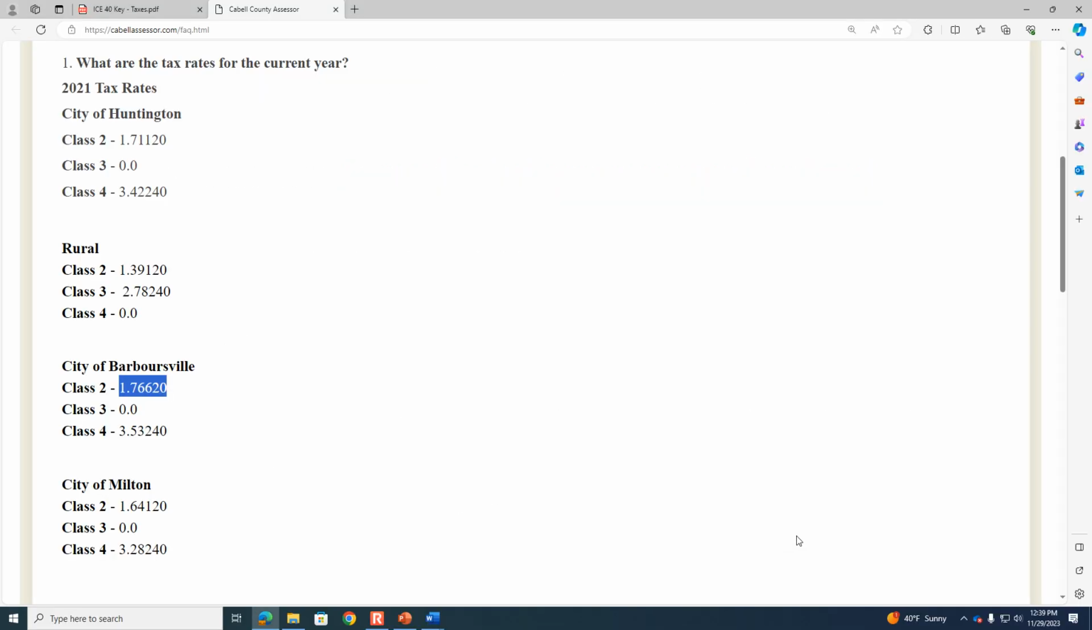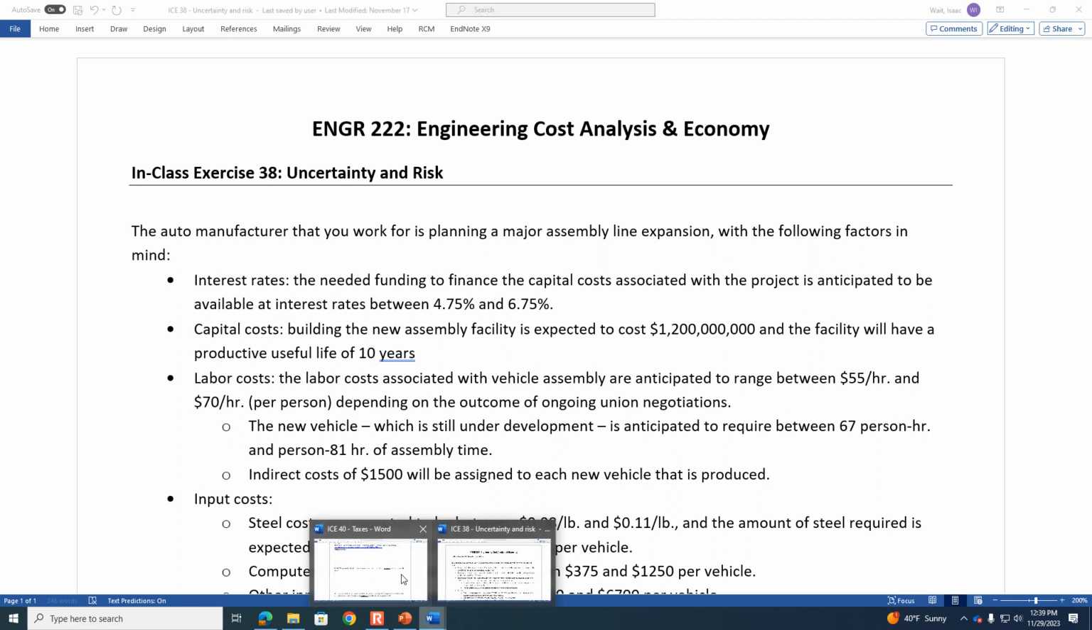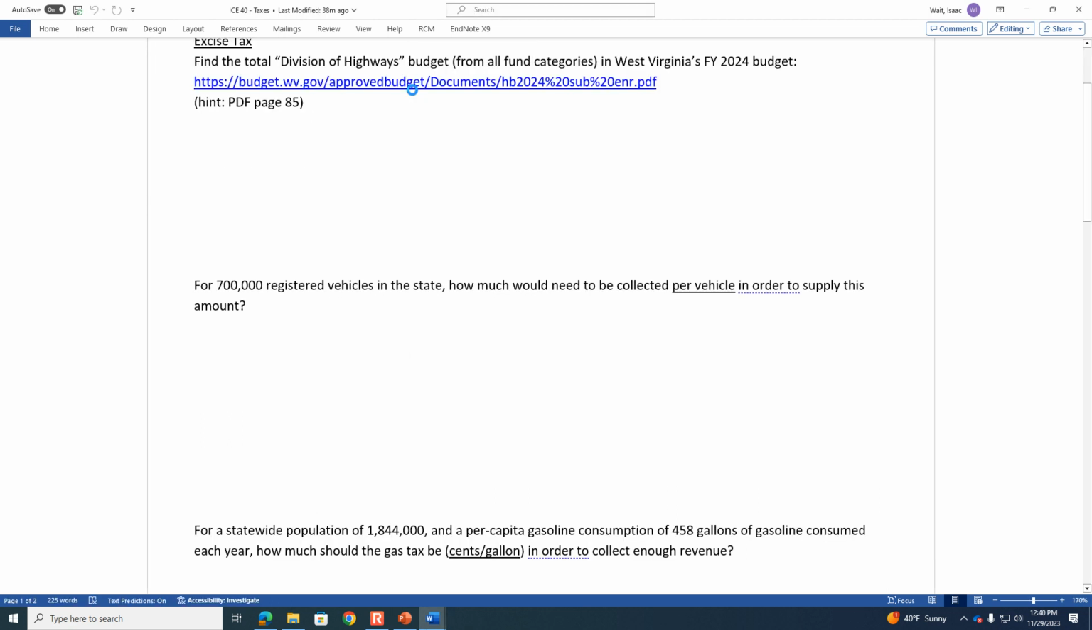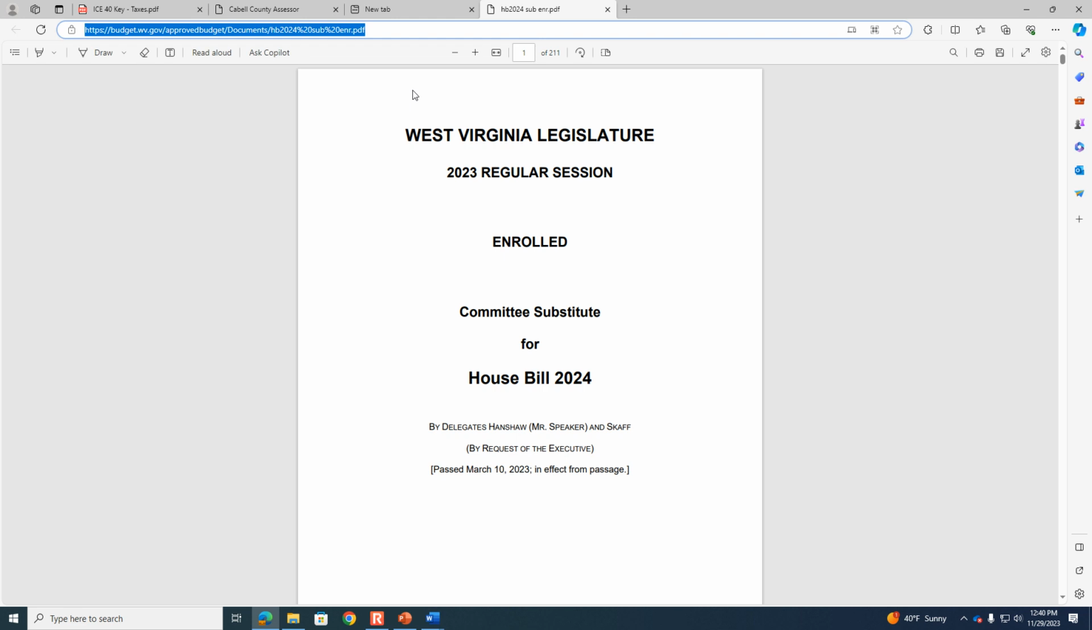Okay, I have an in-class exercise where we're going to actually look at a couple of interesting data sources. Because we're running low on time, I think I'll just go to one of them so you don't have to look it up. Let me go to the budget, the legislature's budget. It's a long document. I'll just show you the part that we're trying to find in there.